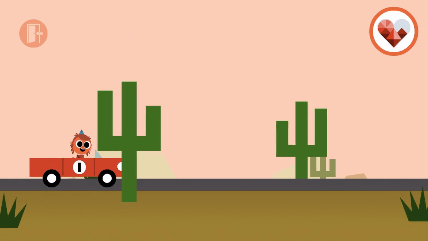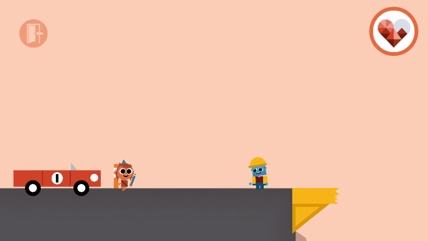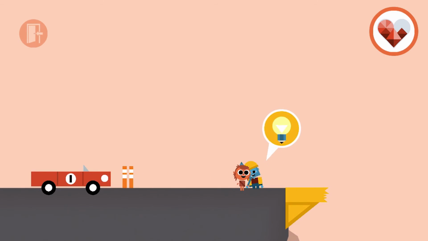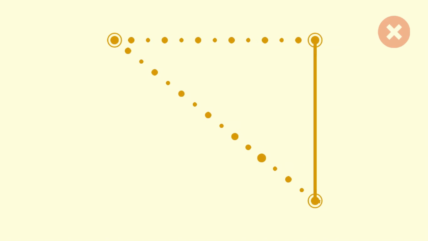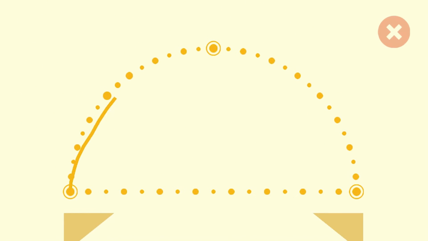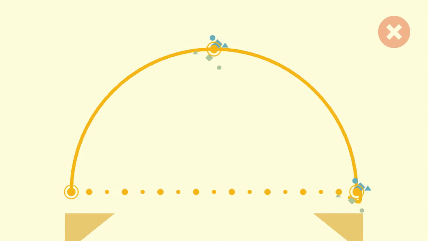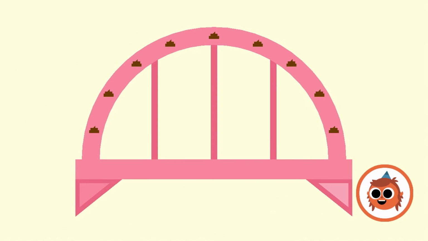Oh look, we're heading towards a bridge. But the bridge is broken. We know what to do. Let's start with a yellow triangle. And then another. And then a big semicircle to go on top. Perfect! Now we can get over the bridge and follow the monster to wherever it's gone.